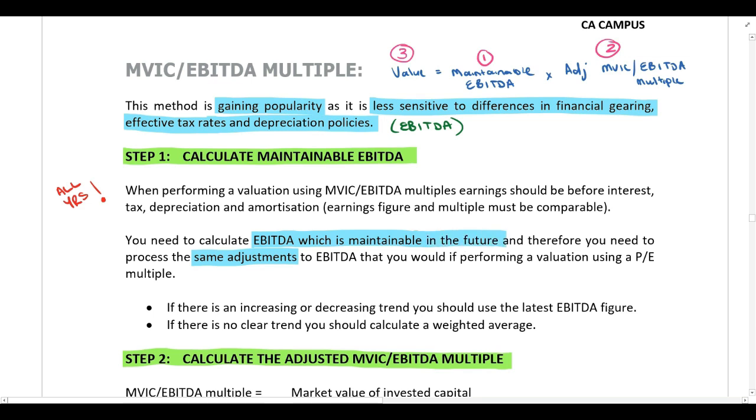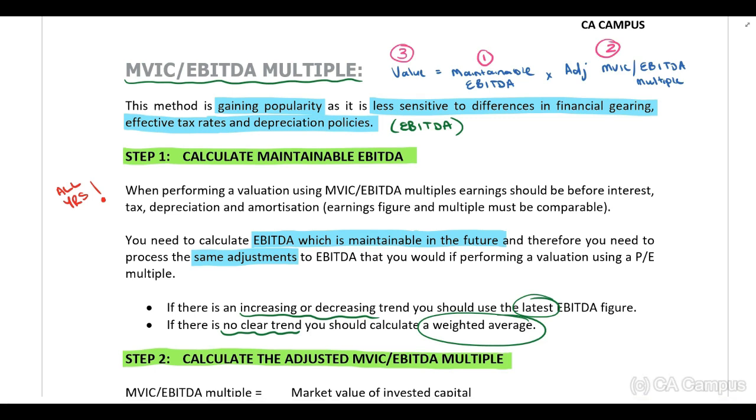Then we've got all of the years of information. If we have an increasing or a decreasing trend, we are going to use the latest figure as our maintainable earnings. If there is no clear trend, we are going to calculate a weighted average. So that is exactly the same as what we saw when we were performing the calculation using price earnings multiples. The only difference between price earnings multiples and market value of invested capital over earnings before interest, tax, depreciation, and amortization is you are now not using earnings after interest and tax.